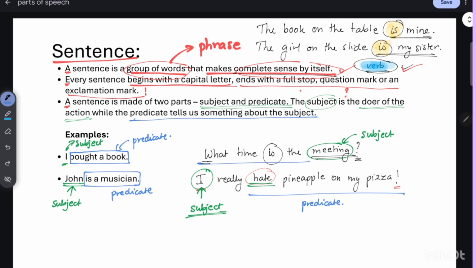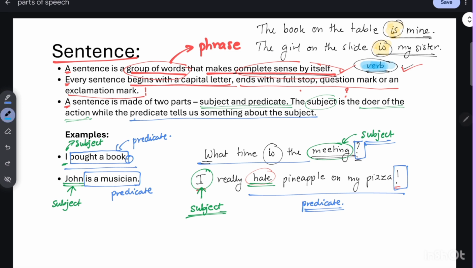So no matter what type of sentence it is, a simple sentence with a full stop at the end, an exclamation sentence with an exclamation mark towards the end, or a question sentence, what we call an interrogative sentence, there is always going to be a subject and a predicate. Now remember, the subject does not necessarily always have to be in the sentence. Sometimes it is a hidden subject.